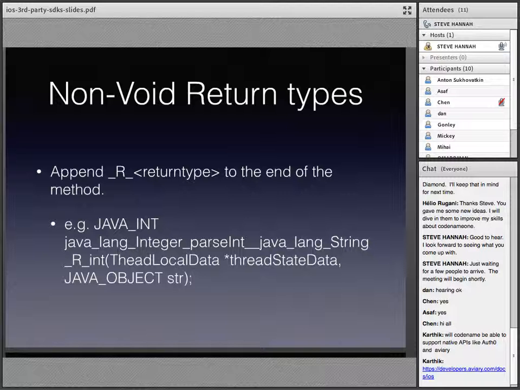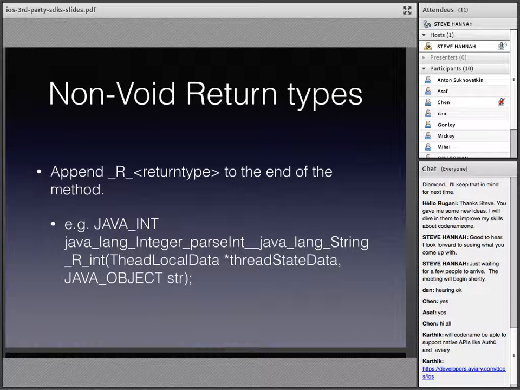So as an example here, for java.lang.Integer.parseInt, it's a familiar static function that returns an int and takes a string. So we've got Java_lang_Integer_parseInt. That's the full package name and method name. A couple of underscores, then underscore java_lang_String to represent that it takes a string as a parameter. And then because it returns an int, you give it an underscore capital R underscore int. That's the definition of that method when you're calling from C.